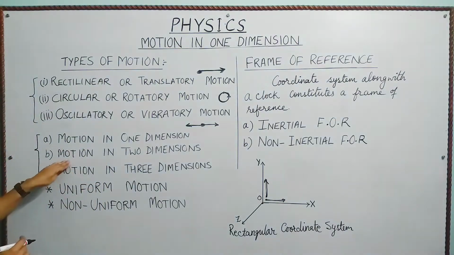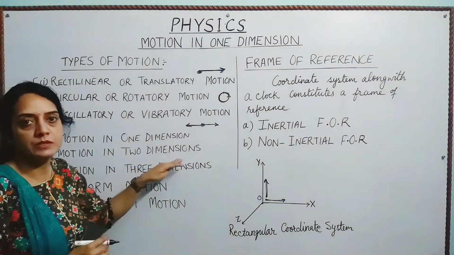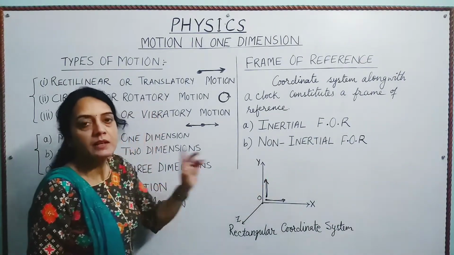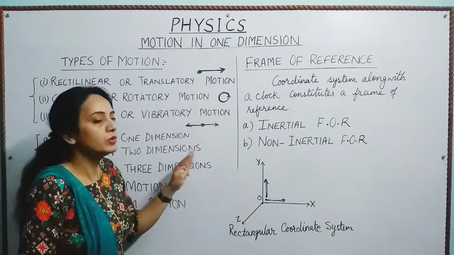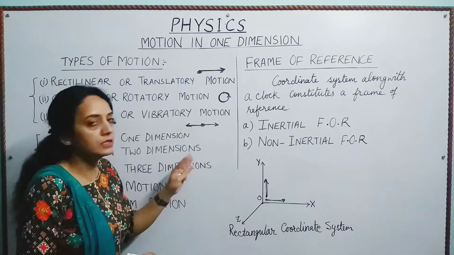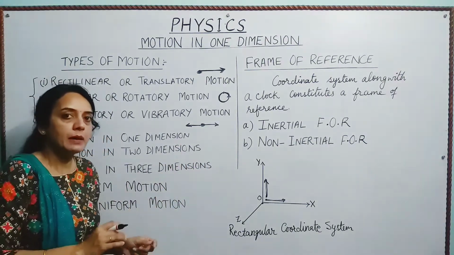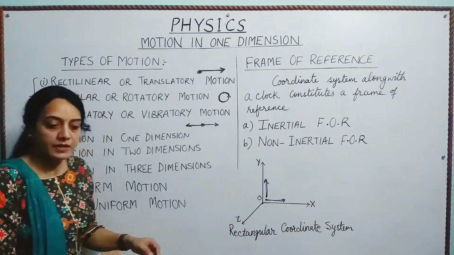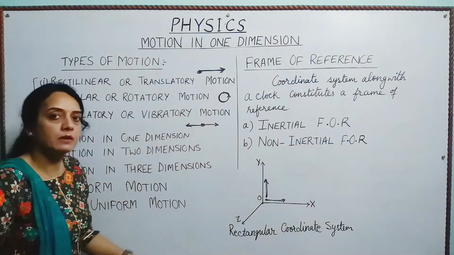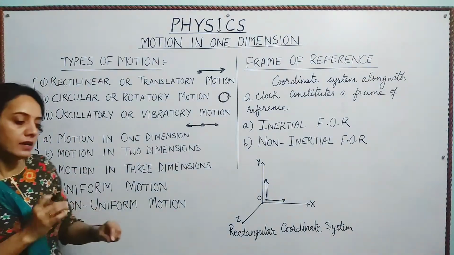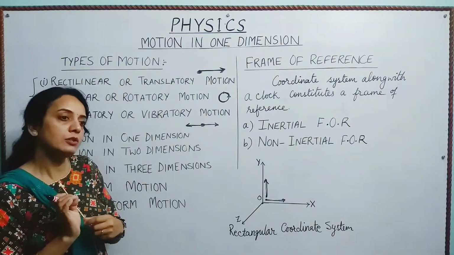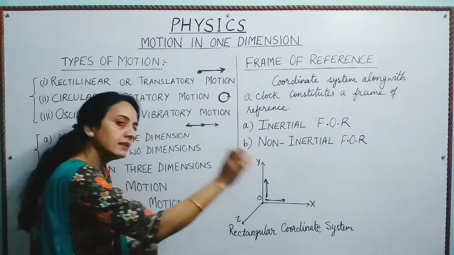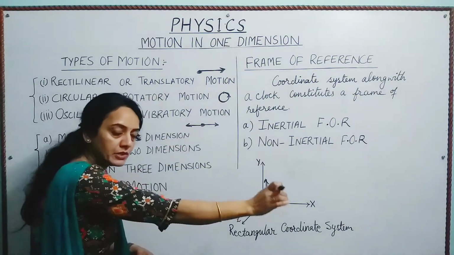Now the second one, motion in two dimensions. When two dimensions out of three specify the position of an object, then we call it two-dimensional motion. For example, an insect crawling on the floor. It is a plane, a two-dimensional plane. In the same way, if a ball is thrown at some angle and with some velocity, then it moves in two dimensions.